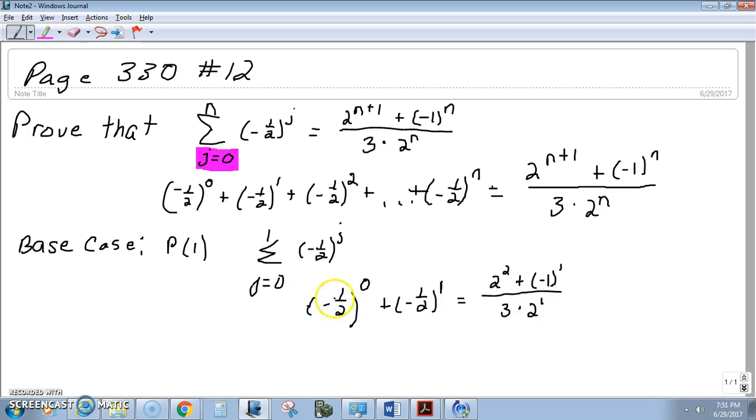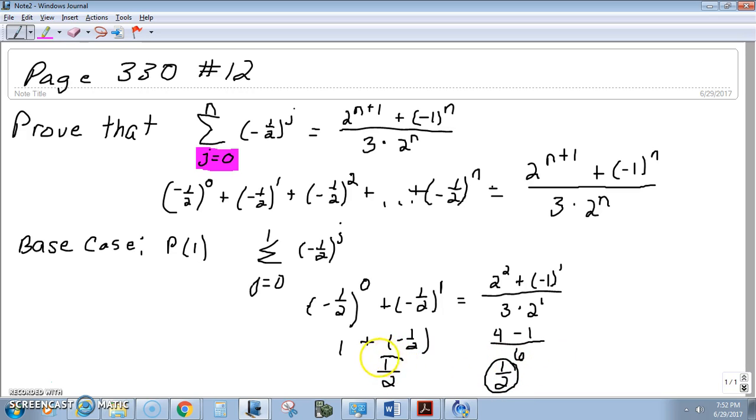So negative 1/2 to the 0 power is just 1, plus negative 1/2 to the first power, which is negative 1/2. So the sum should end up to be just 1/2. Let's see if this happens on this side. 2 squared is 4, and then minus 1 all over 6 is also equal to 1/2. So we've proven my base case.